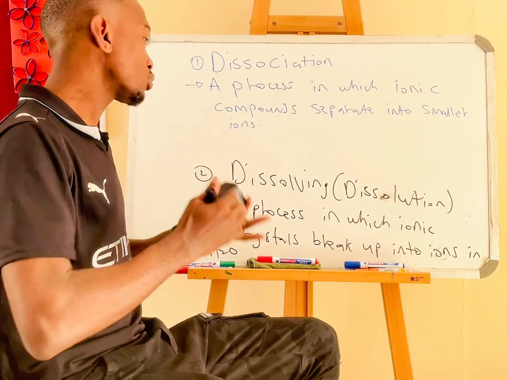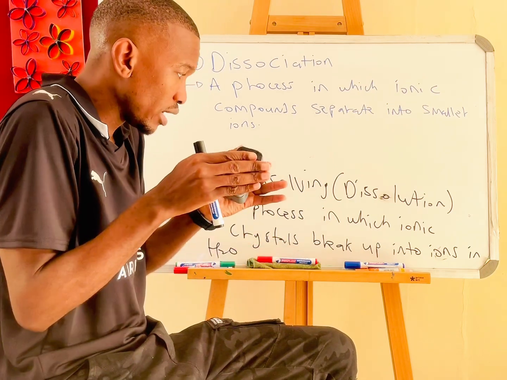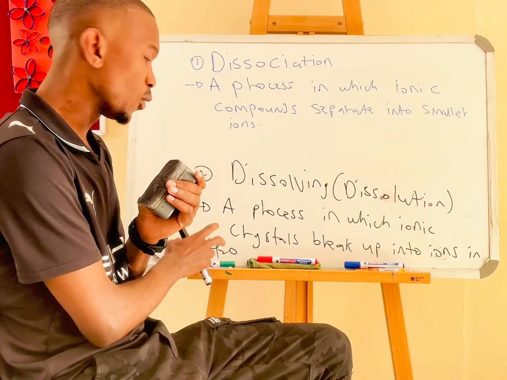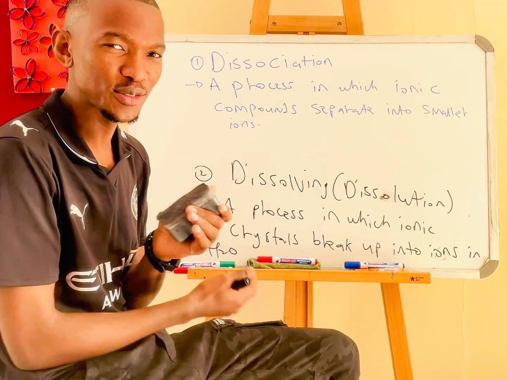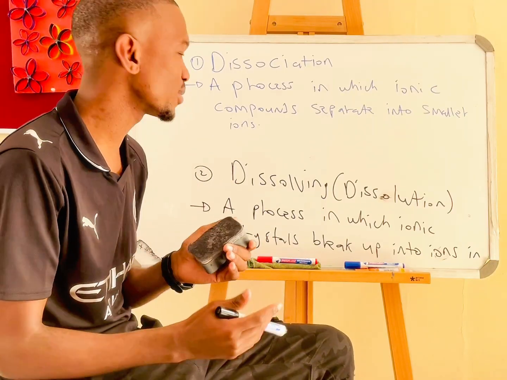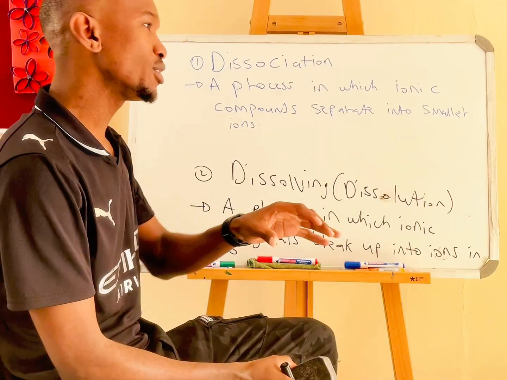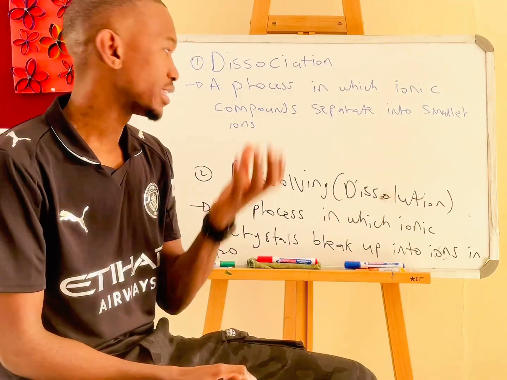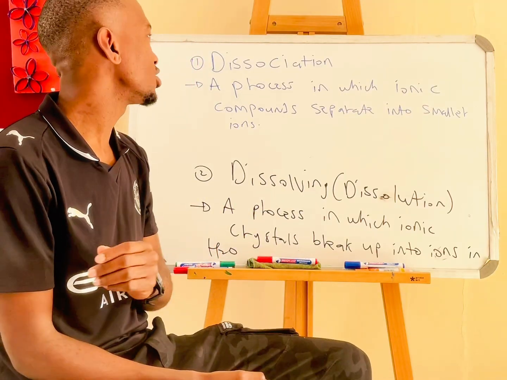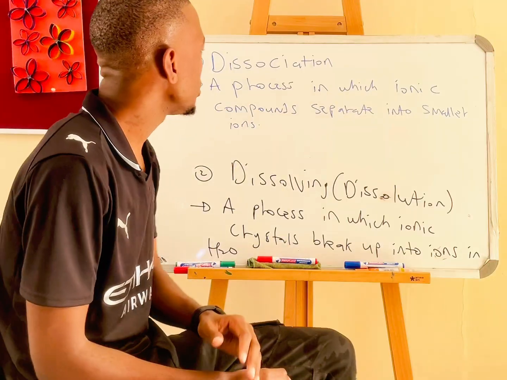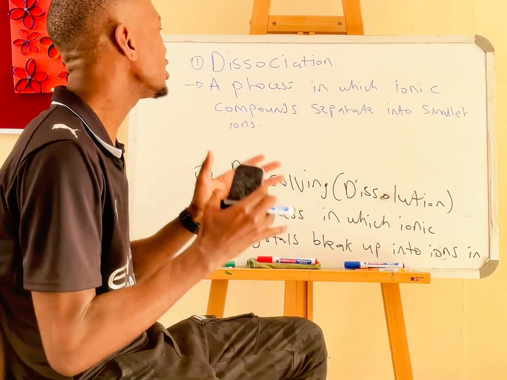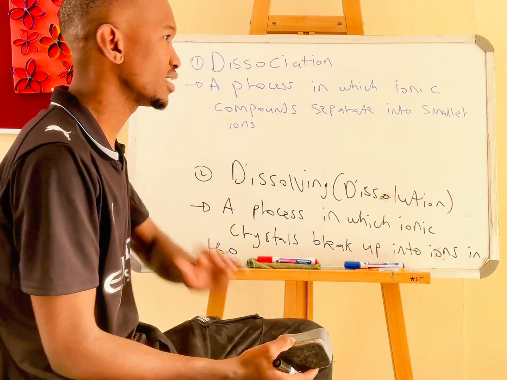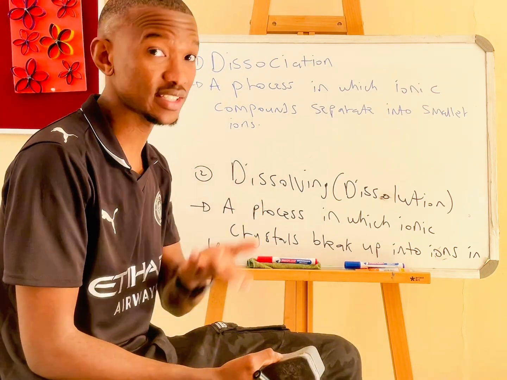We say it is a process in which ionic crystals break up into ions in water, which I wrote as H2O because the space is not really enough. So dissolution or dissolving is a process in which ionic crystals break up into ions in water. Now, there is something called dissociation. It is a process in which ionic compounds separate into smaller ions. There is a bit of similarity there, but these two are not really the same.